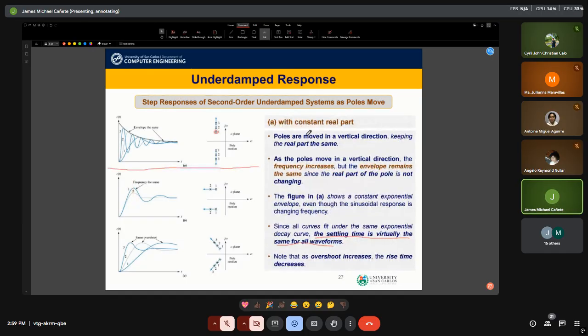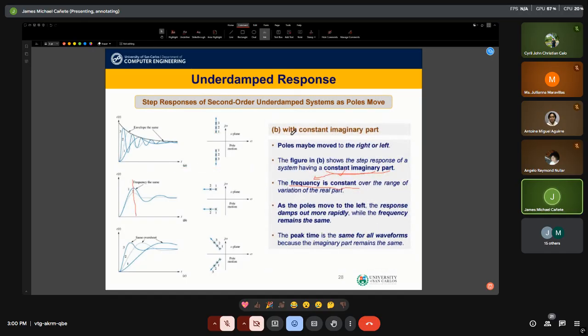The second pattern here is when you have a constant imaginary part. That is, you are moving the pole, or if you are comparing systems, the values on the vertical axis are the same. You are moving horizontally, so the real part is what changes. If the real part changes, the peak time stays the same. So peak time is the same for all waveforms.